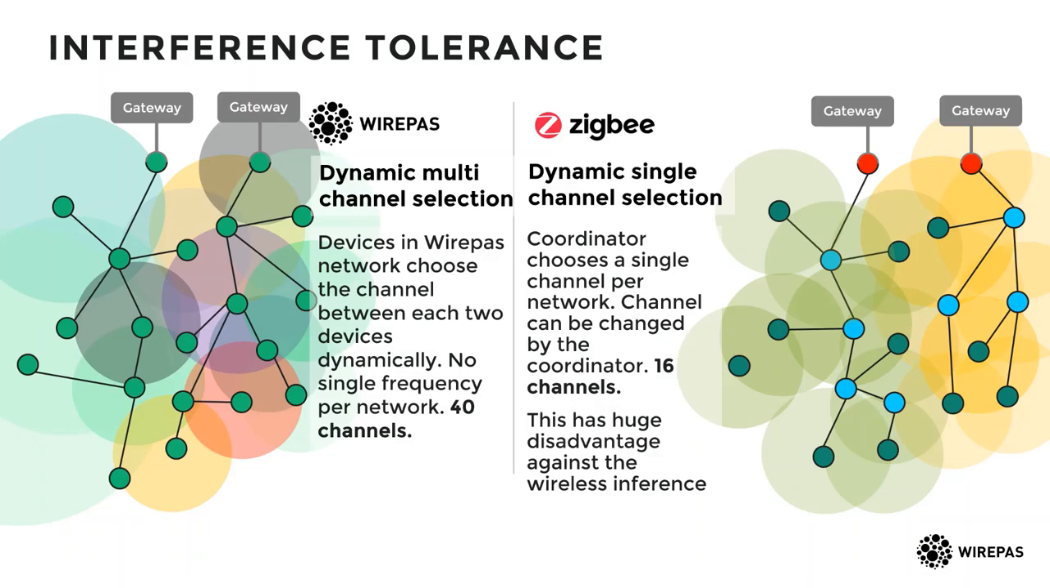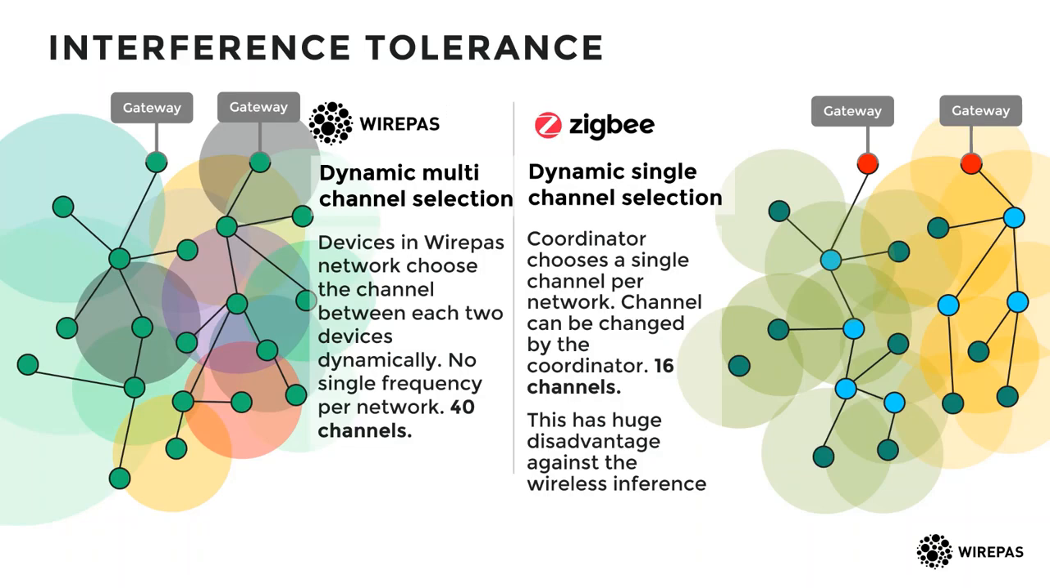You can change that channel later, but it means every node on the entire network has to change, and you only have 16 channels to do that. So effectively, somewhere in your campus, you will have interference as you're rolling out these 802.15.4 networks, and that's true on both Zigbee and Thread. They both use the same underlying protocol.